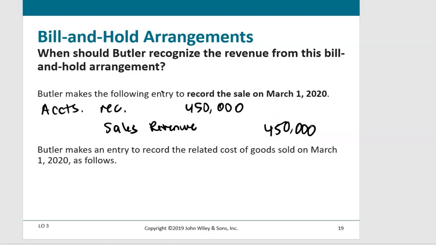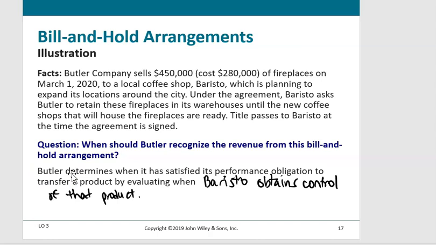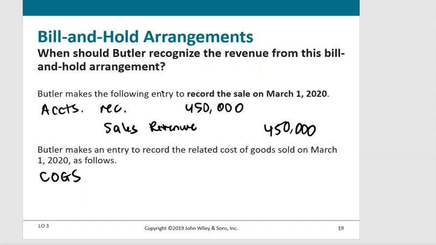Butler makes an entry to record the related cost of goods sold. For recording the sale, we should also record the cost of goods sold. And remember, we were told in our example that the goods cost Butler $280,000. So debit to increase cost of goods sold for $280,000 and credit to reduce inventory for $280,000.